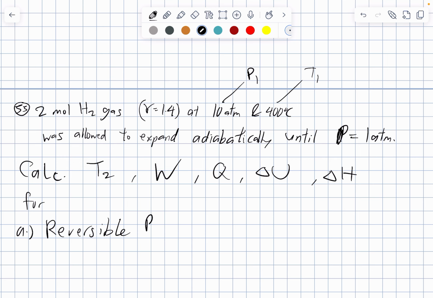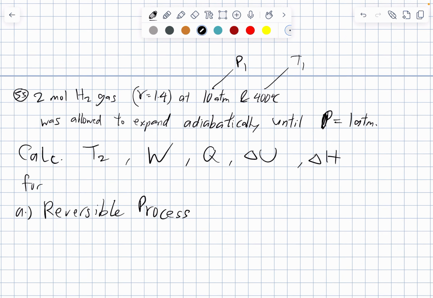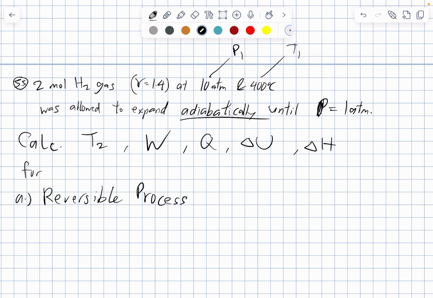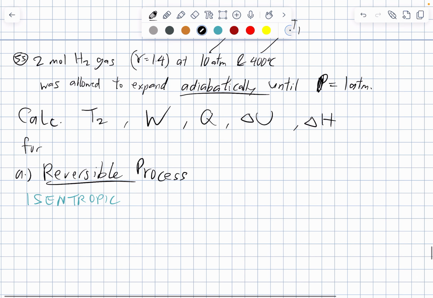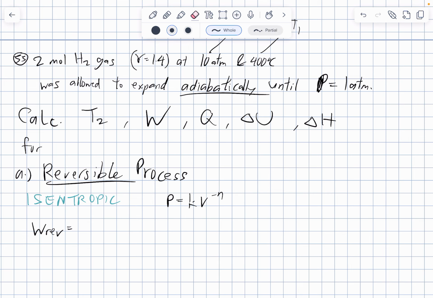Let's do this first before I introduce the other scenario. Okay, for reversible process, adiabatic reversible, so what we're dealing with is an isentropic process. So the work, therefore, is equal to isentropic process. This is P equals K V raised to negative n. Yep, sounds about right. Okay, so for reversible work, this is our P external.